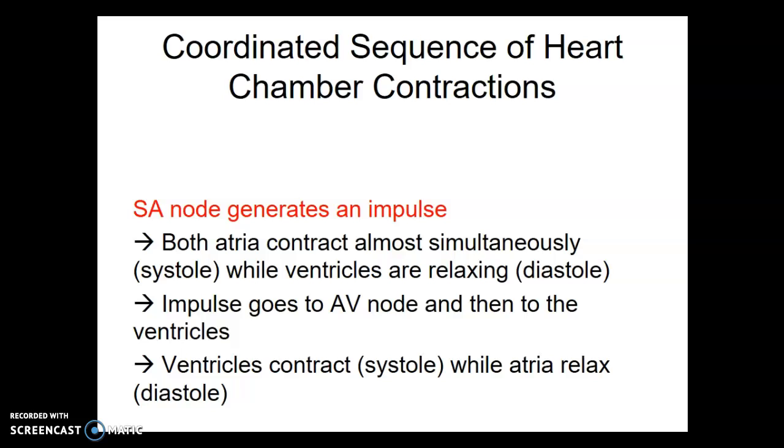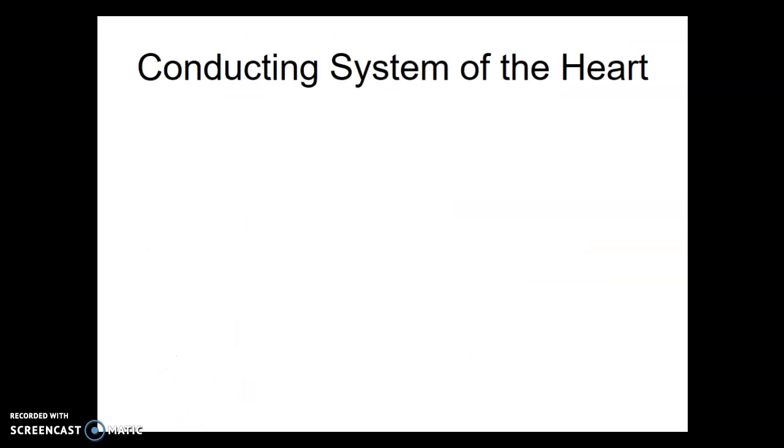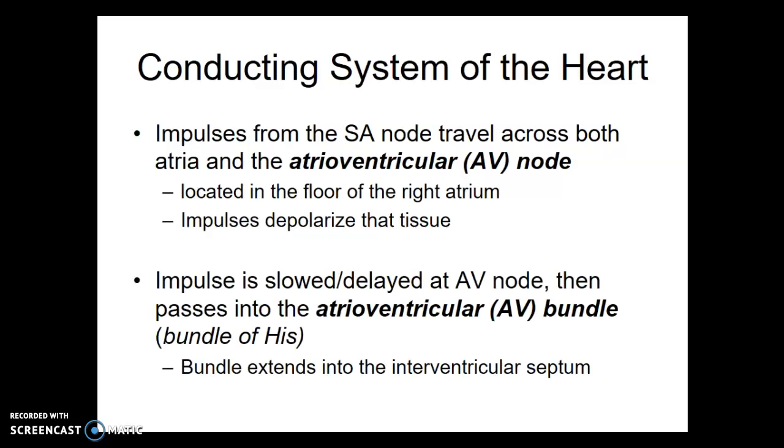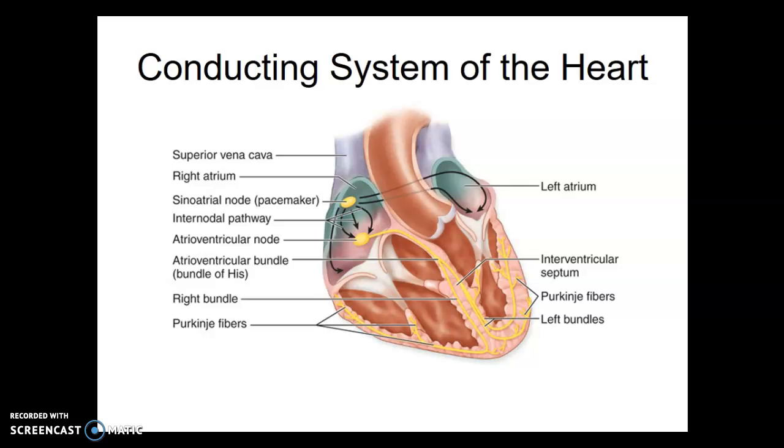Our ventricles then contract while the atria relax. So the impulses from the sinoatrial node travel across the atria into the AV node. It's located in the floor of the right atrium, and it depolarizes that tissue. The impulse is slowed at the AV node. Then it passes through this thing called the atrioventricular bundle, which you'll see on the next slide here. That extends into the septum between the two ventricles and then wraps up around the ventricles.